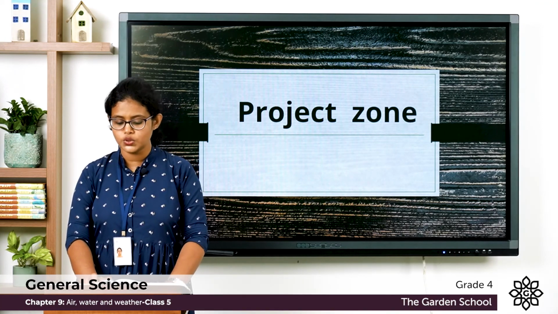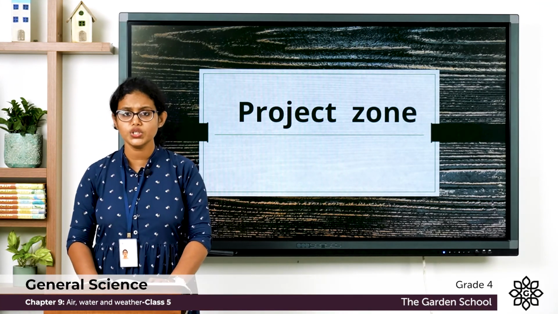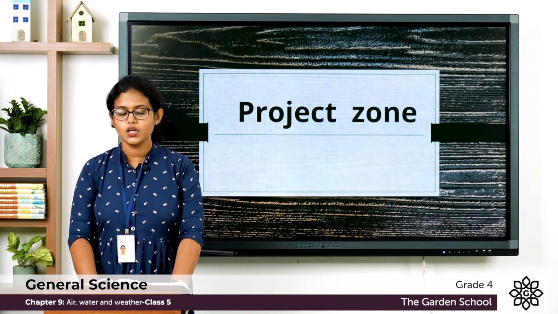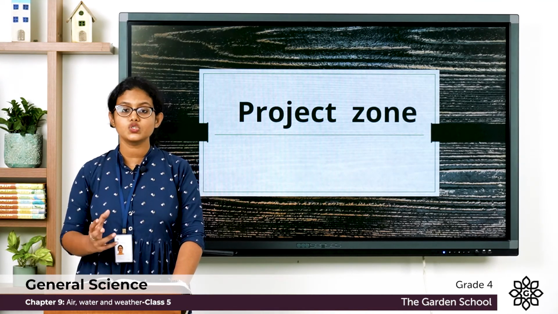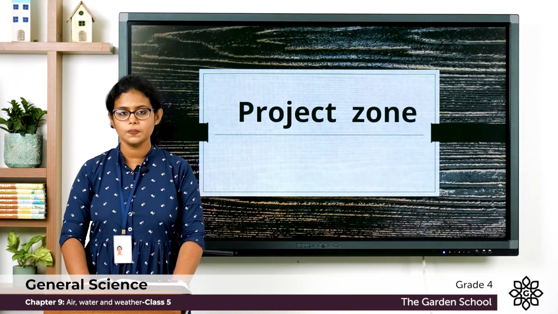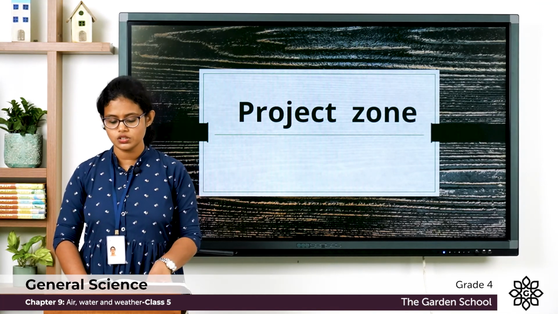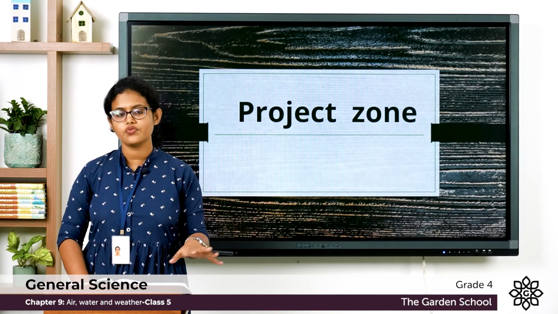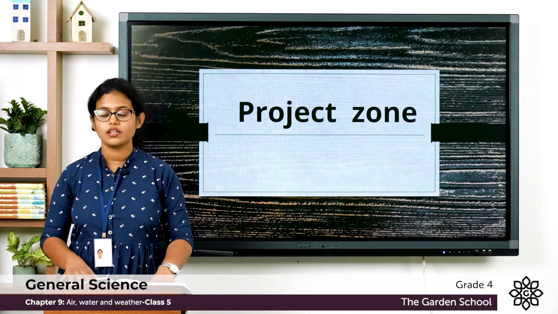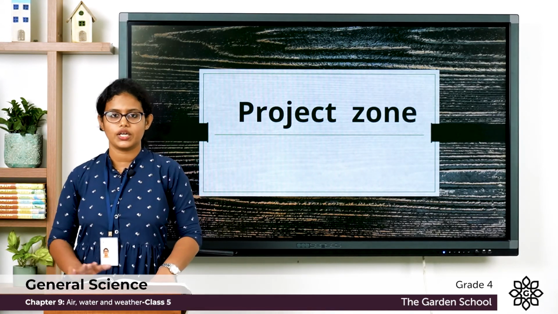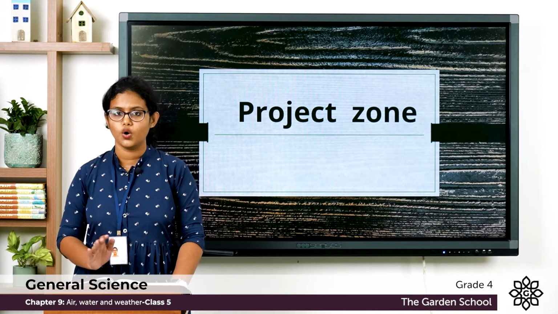Second activity for you is, you have to look at the map showing average rainfall of India. And what you need to do is, you need to find out the region that gets plenty of rain and the region that gets very little rain. You can note it down in your notebook.